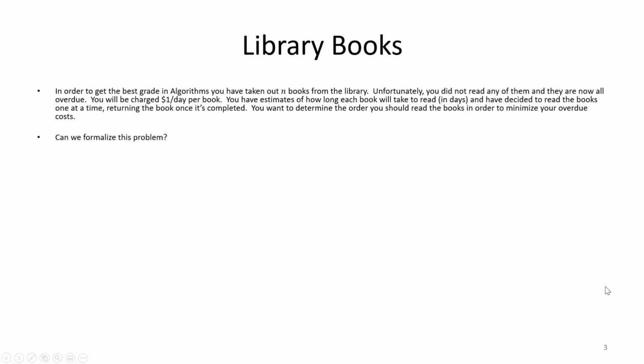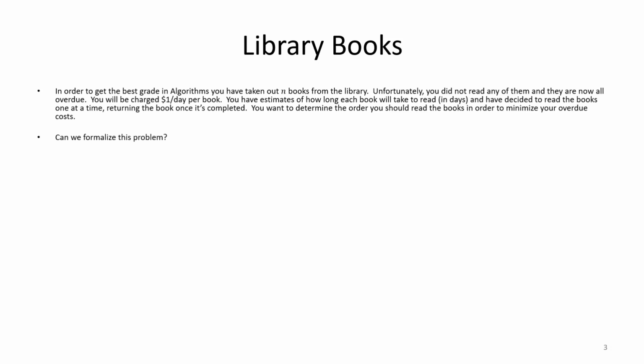So I mentioned the problem that I wanted to explore here is the library book problem. It's sort of a toy problem, and let's just take a look at an example, or at least the description here. So informally it says, okay, let's say we're studying for our algorithms exam, and we've taken some books out of the library.